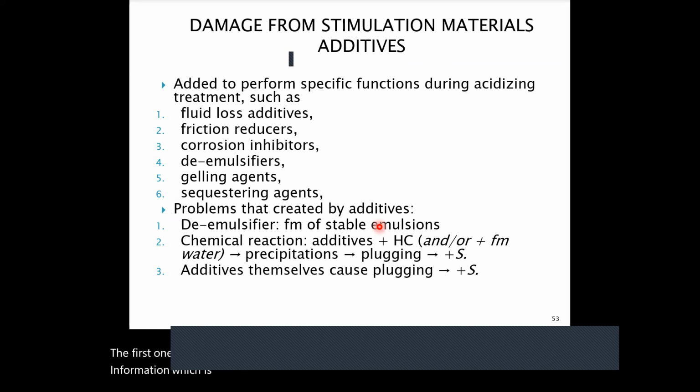Okay, so the problem created by additives, the first one is demulsifier formation, which is formation of stable emulsions. Chemical reaction: when we have additives in contact with the hydrocarbon, there will be precipitates, and these precipitates will clog the pores, and this can also create positive skins. So finally, we need to know that additives themselves can also cause clogging, and this will increase the skin accordingly.